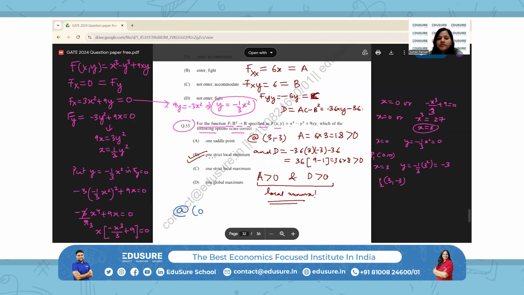Now let us see what happens at the point (0, 0). At the point (0, 0), you just look at D. Your D is going to be minus 36 times 0 times 0 minus 36, which is going to be negative. So if this D comes out to be negative, we have a saddle point. Okay, so option number A and option number B are the correct options.